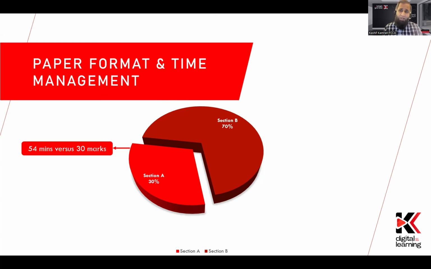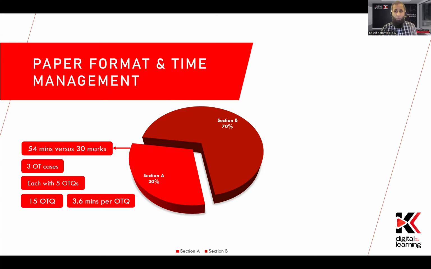For section A, in terms of the total time you have for the exam, 54 minutes will be allocated to section A, and in this time, you will try to excel. So even when you're practicing at home before your real exam, you will allocate 54 minutes to section A and try to do your best. Section A consists of 3 OT cases, with each OT case having 5 OT questions. So in total we'll have 15 OT questions.